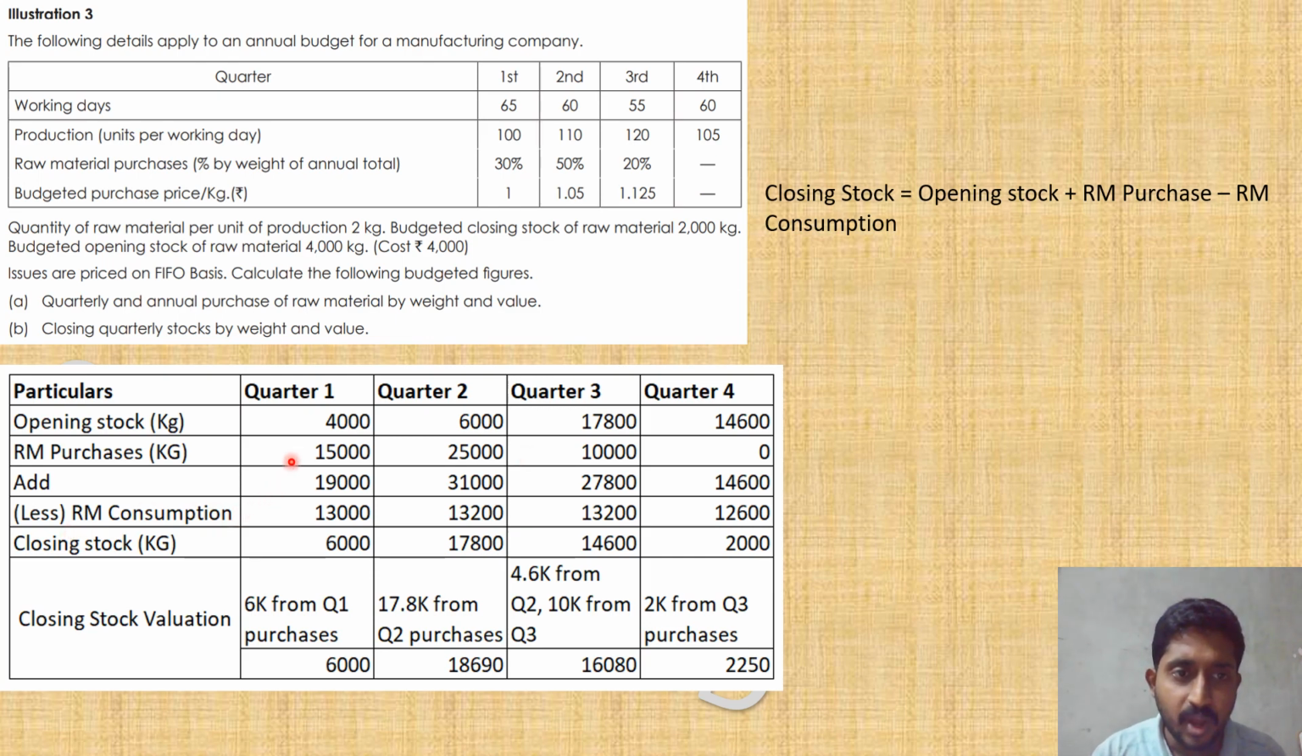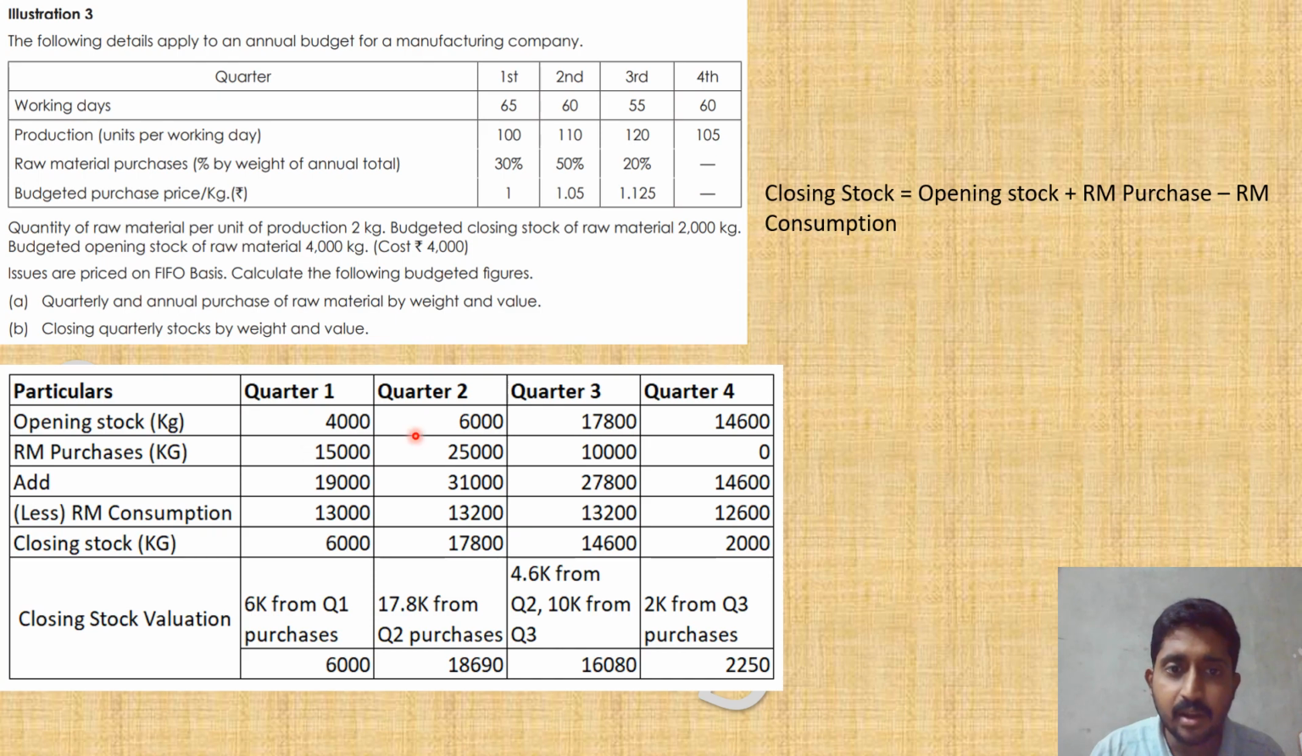I'm adding the opening stock plus purchases minus raw material consumption or raw material requirement, which is going to give me the closing stock. So I am adding it and reducing the RM consumption. This also we calculated in our first question. In our last slide, which is 13,000, 13,000, we are reducing this consumption. So when we reduce this consumption, we are landing up at closing stock.